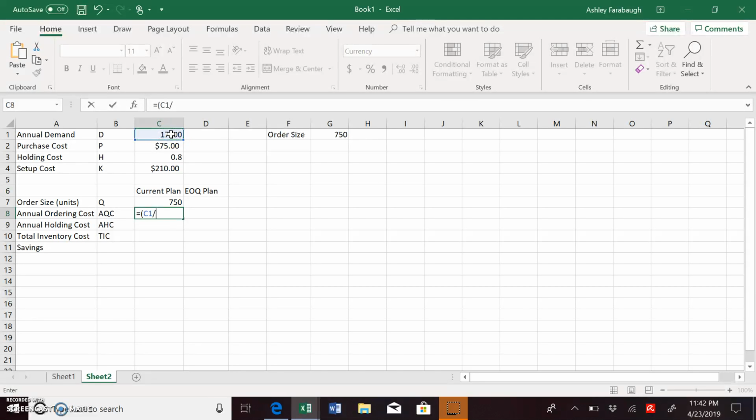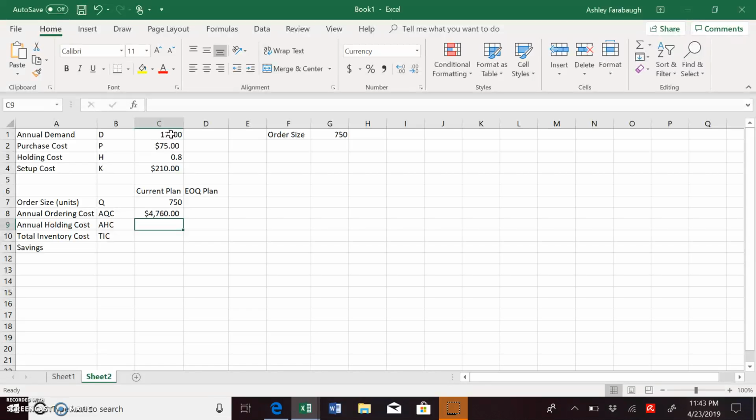And we're going to divide that by our order size, close that set of parentheses, and times it by our setup cost, $210. We get $4,760.